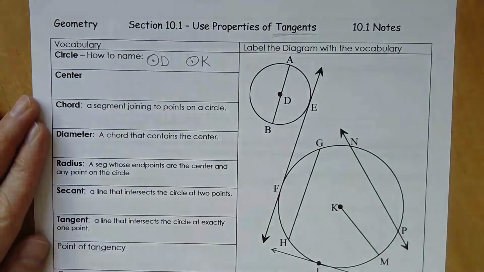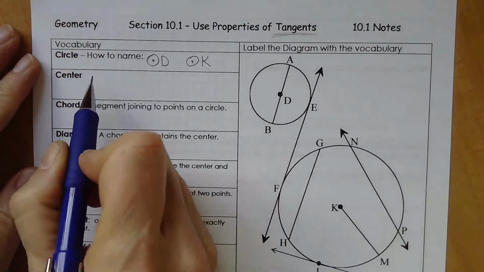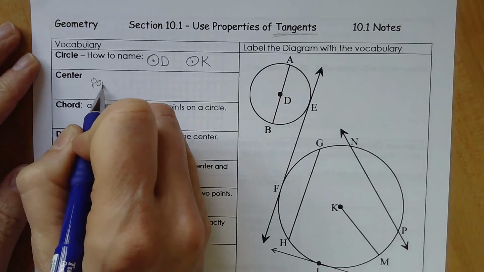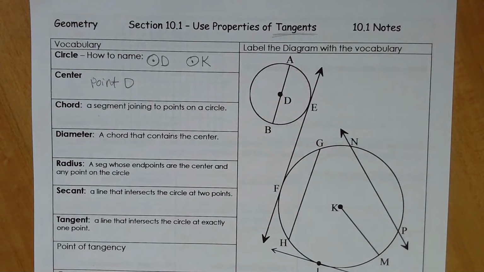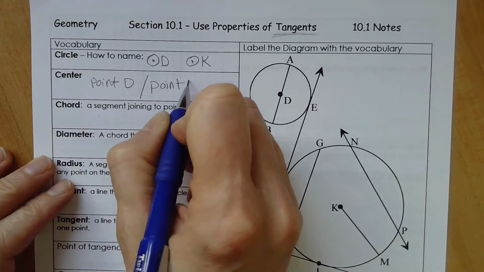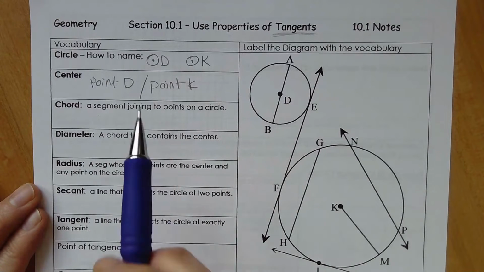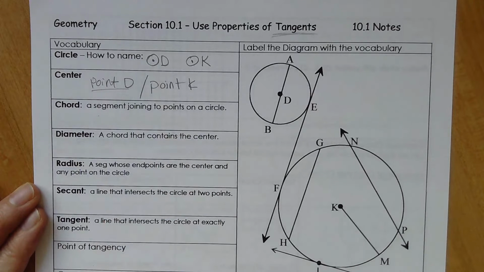A circle symbol with a little dot in the middle means that we're talking about a circle. There's not much to define about the center of these circles. The center of the circle is always a point. So you could just call it point D or point K, or you could just say D or K. The center is a point. When you have the symbol in front, that means you're talking about the full circle.